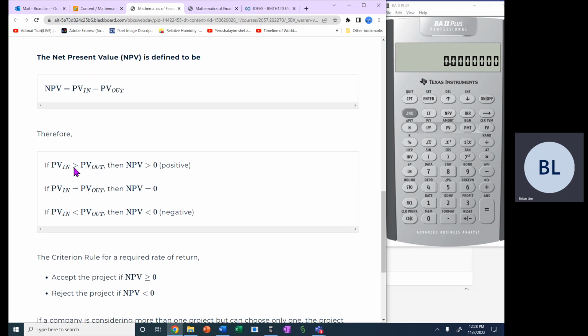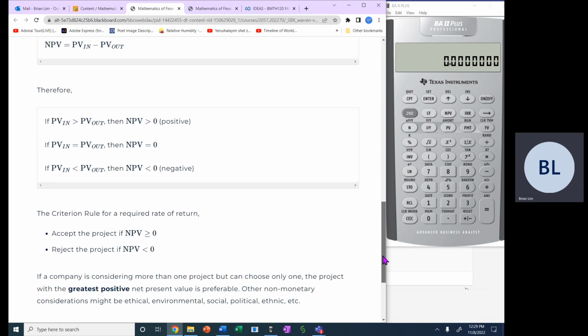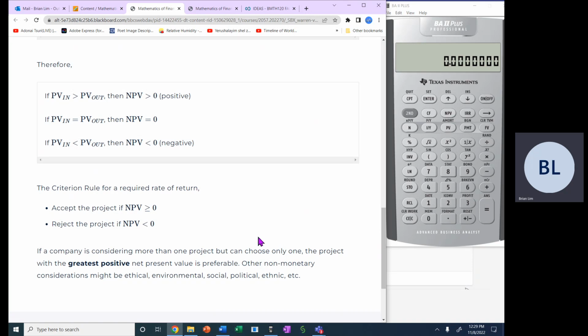Now, if the present value in is greater than the present value out, of course, we get a net present value that is greater than 0 or positive. If the two are equal, the present value in is equal to the present value out, then we get a net present value equal to 0. And if the present value in is less than the present value out, we get a negative net present value, which is less than 0.